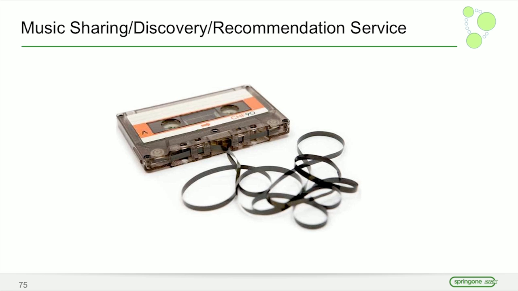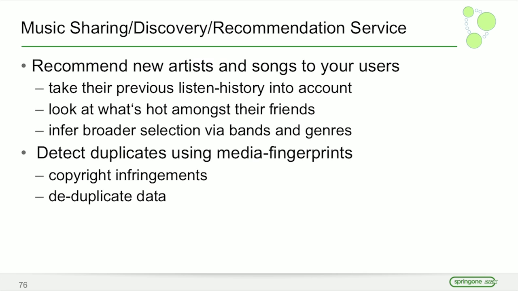Stuff like that. Music sharing. So there's a lot going on in recommendations, like with Spotify and Pandora and so on. But there's also other things, like I want to filter out duplicates in my music network. So for recommendations, you look at listen history to favorites, look at what is hot amongst the demographics of this user. You infer stuff like he listened to this, and this was this band, and the members of this band also created new bands, and so on.